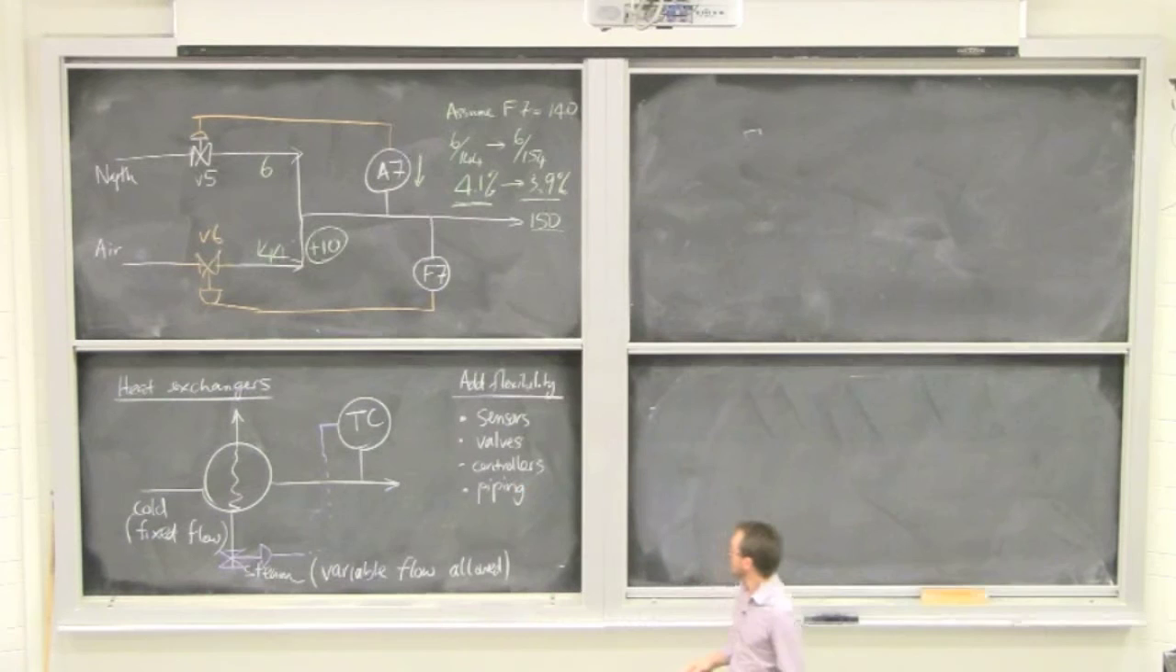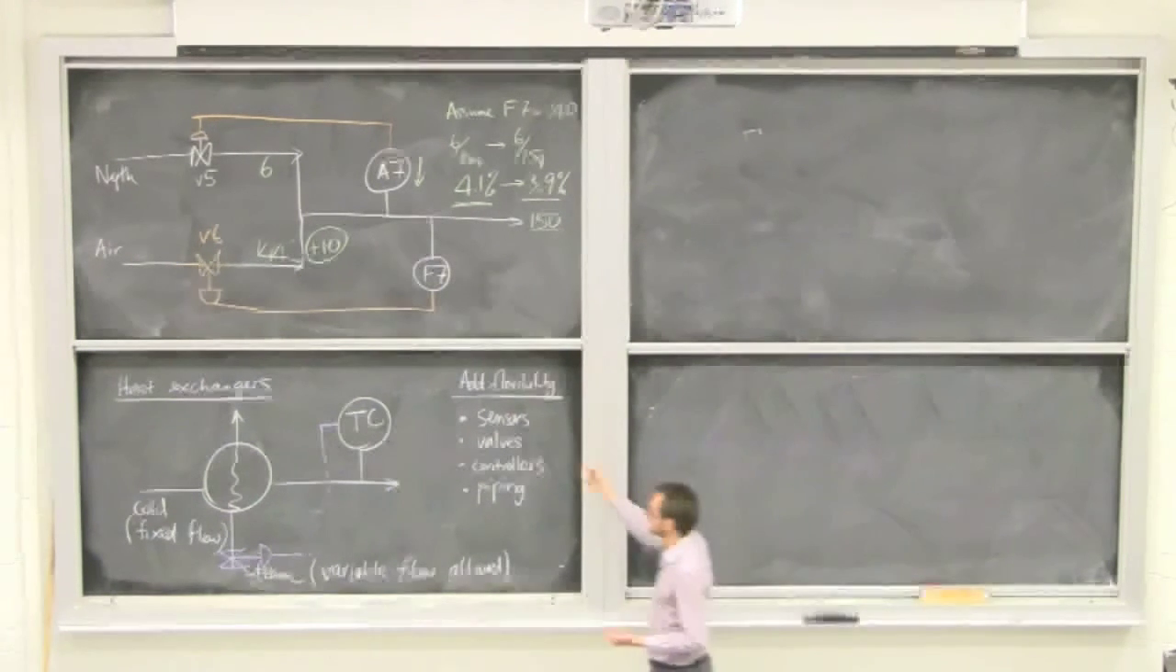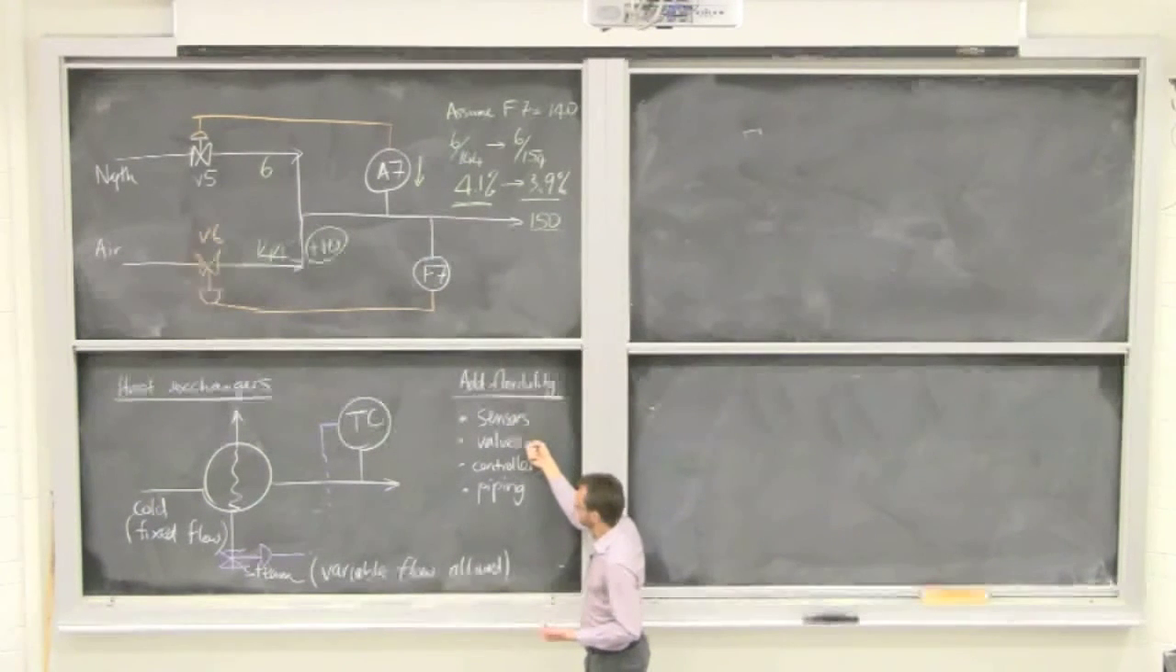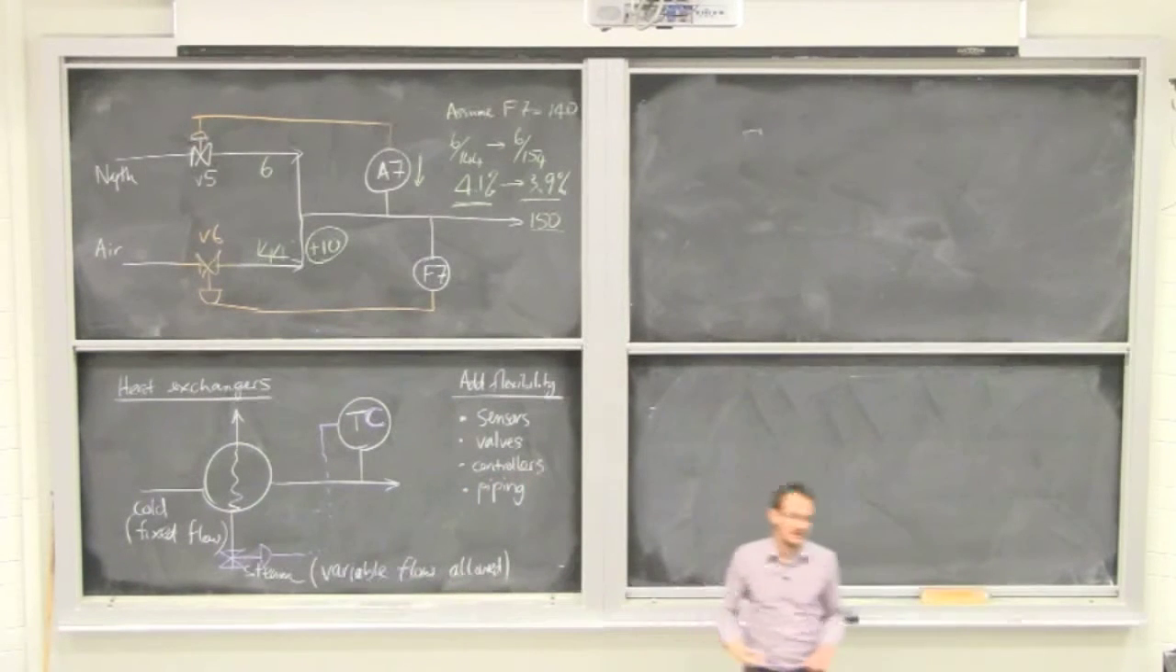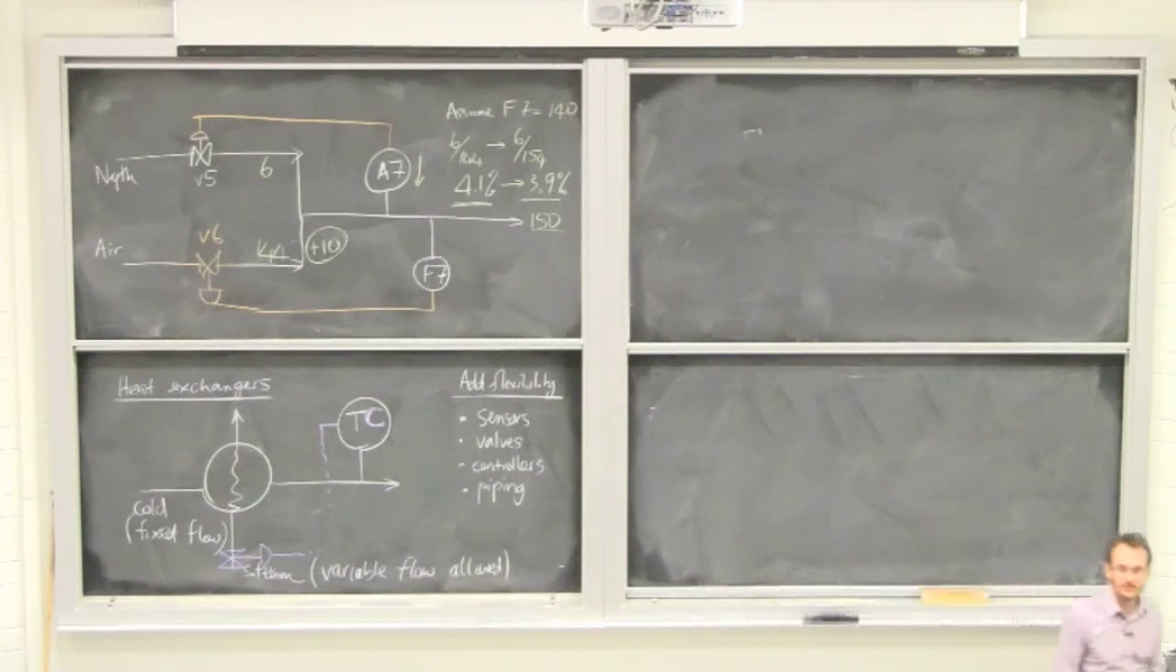So we don't add any more sensors. We've got the necessary sensor. We add that new valve, the control valve. We add a control loop, the TC. So the C part is the controller that you're adding. And we don't add any extra piping here. Okay, so this is by far and large the most common heat exchanger configuration.